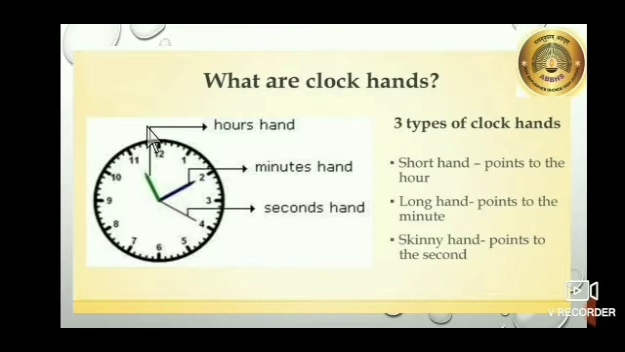Yes, a long hand. So this is a long hand. It works as a minute hand. And then there is a short hand. So this is a short hand. It is for the hours. This is the hours hand. And then another thin long hand which is the second hand, which is for seconds. So these are the clock hands.